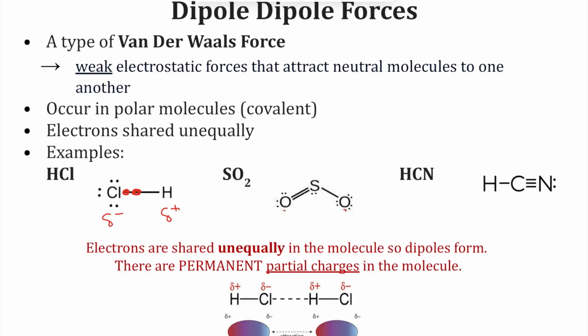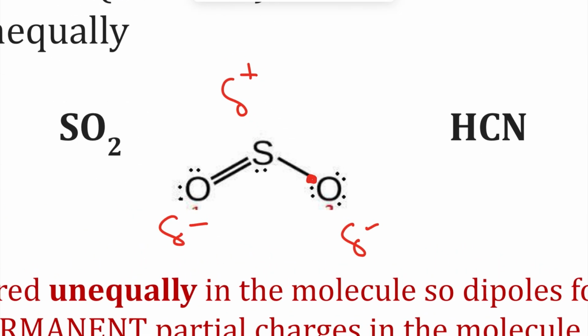Looking at our SO2, sulfur and oxygen, oxygen is more electronegative. And so oxygen is going to have those partial negative charges. Sulfur is going to have that permanent partial positive because in this sharing, even though they're sharing, oxygen is going to hold those electrons closer like that.